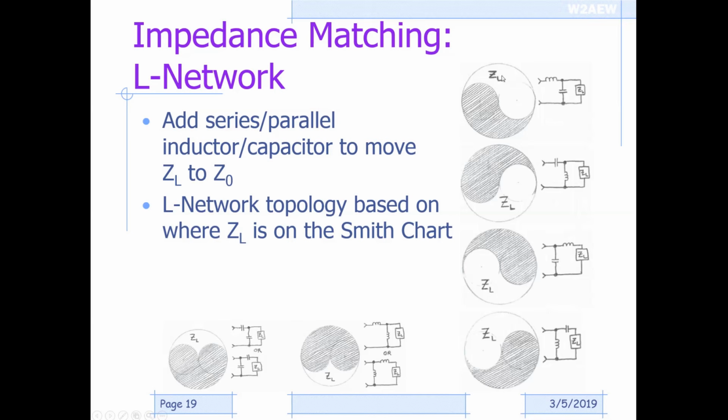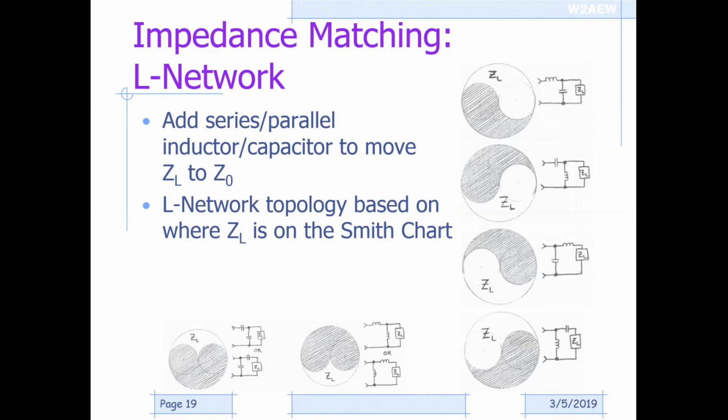If your load impedance winds up in this area up here, then that tells us we can use this topology. We could also use one of these topologies as well. Similarly, if my load impedance was down here, I might want to use this topology, okay, or maybe possibly that one, depending on where the load impedance is.